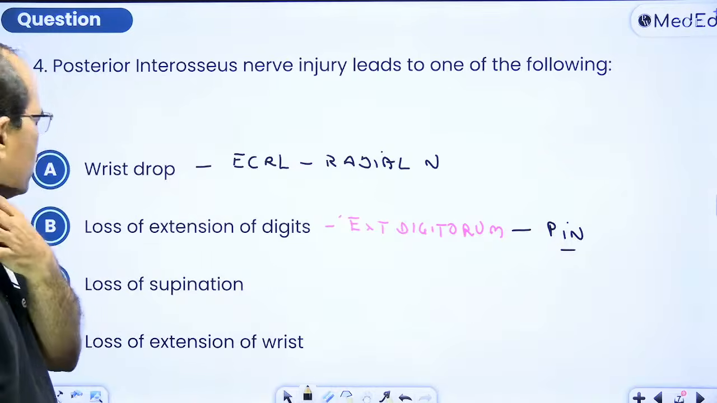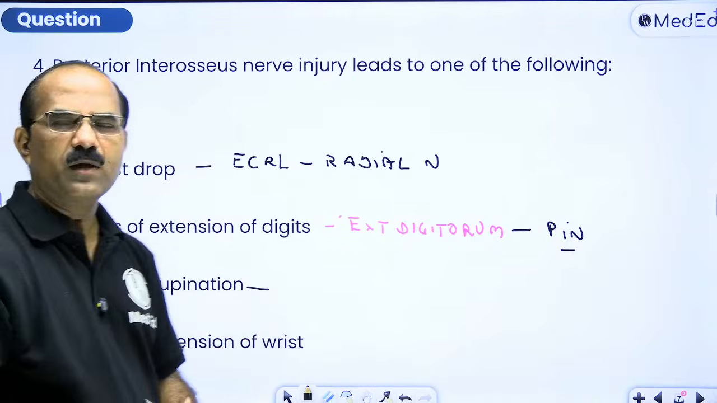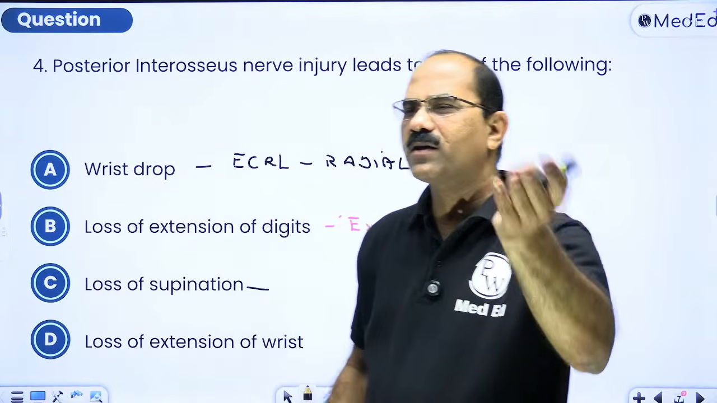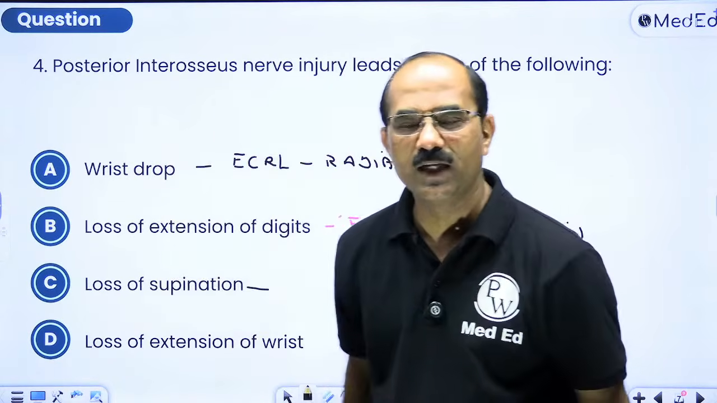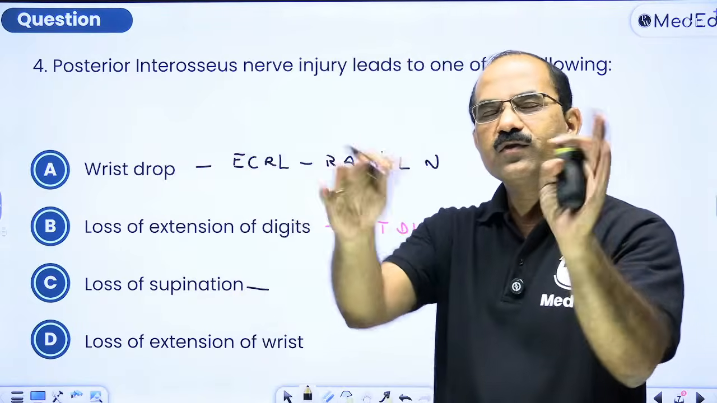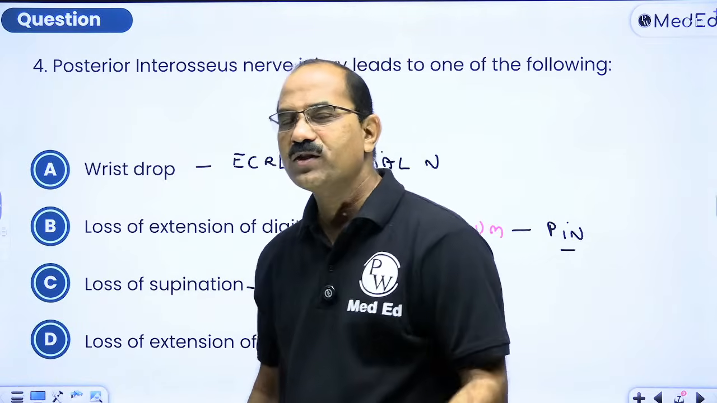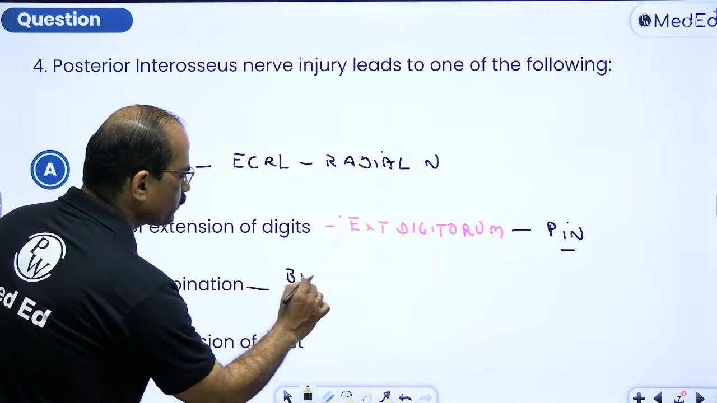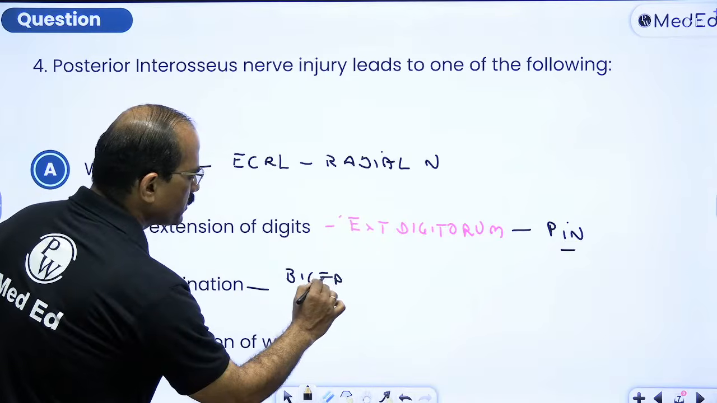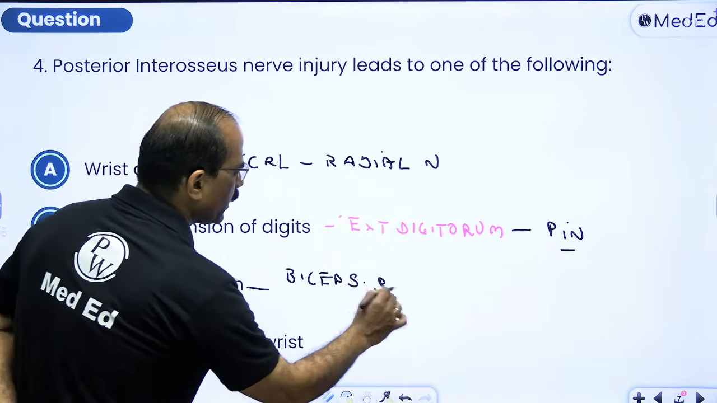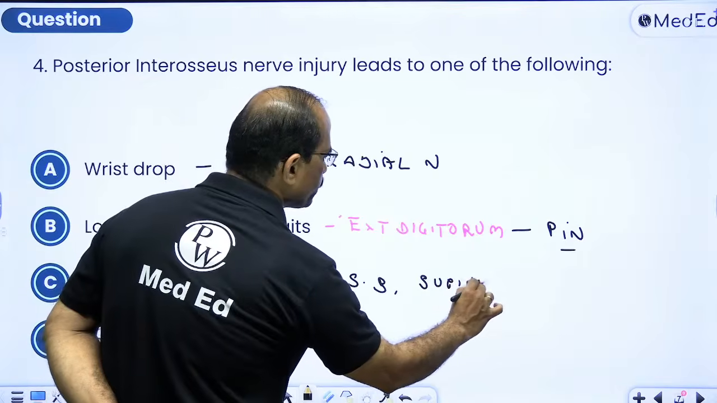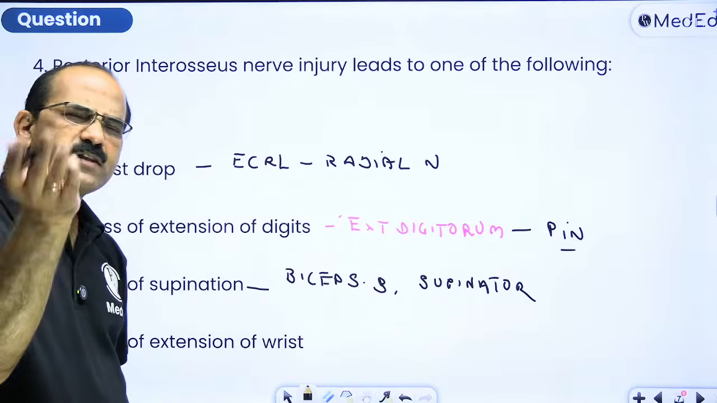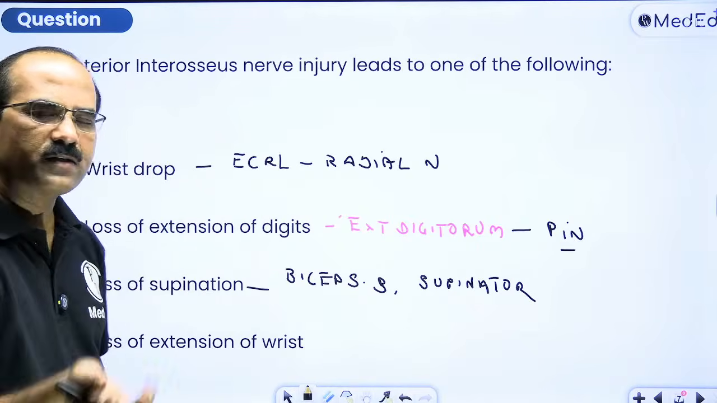So answer is this. Loss of supination. Can anyone tell me who does supination? Supination कौन करता है? Which are the muscles causing supination? Come on बच्चों, be interactive so it will be easy for you. Supination is done by two muscles. एक है biceps brachii, और दूसरा है supinator. ठीक है? One is biceps brachii, the second is supinator.